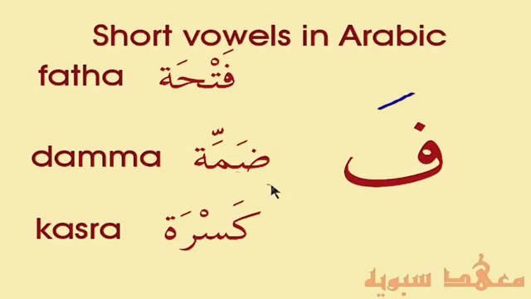Al-dhamma will be as follows. It's like a small wow. And we have the kasra, which is like a fatha, but on the bottom. So let's assume that this is the line where we write. The fatha would be on top of the letter. Dhamma would be on top as well. And kasra would be on the bottom. So fatha, dhamma, kasra. That's just the terminology, and inshallah we'll find out how they're actually pronounced.